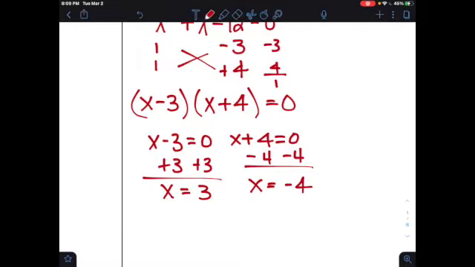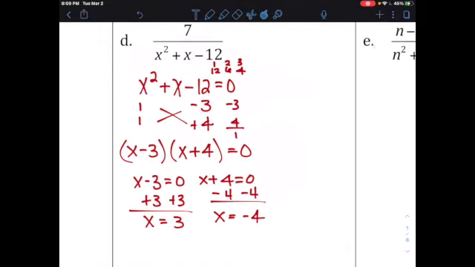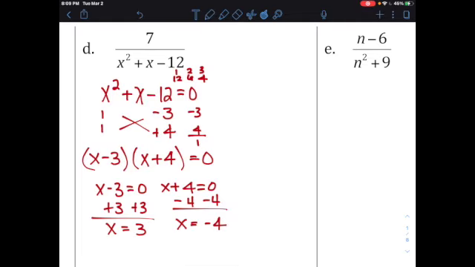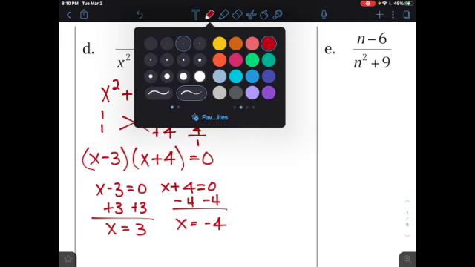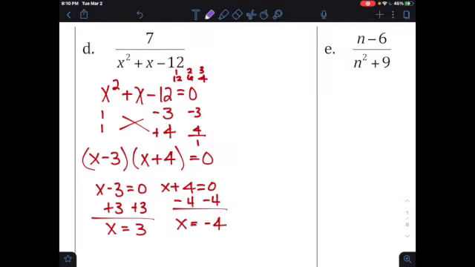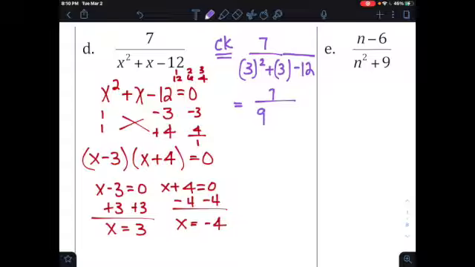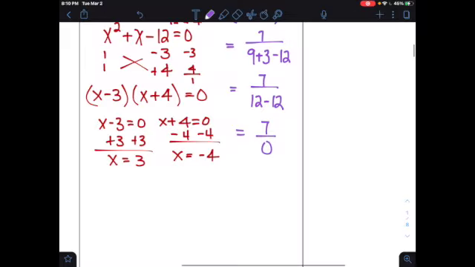So x equals 3 and negative 4. Now let's go back and take a look at why this works. Let's use a different color pencil. If you plug in, let's just say 3, let's check. Why does this work? If you do 7 over 3 squared plus 3 minus 12, that is 7 over 9 plus 3 minus 12. By looking at it, you can understand that will be 12 minus 12, and that will be 7 over 0. And that is why it's undefined.